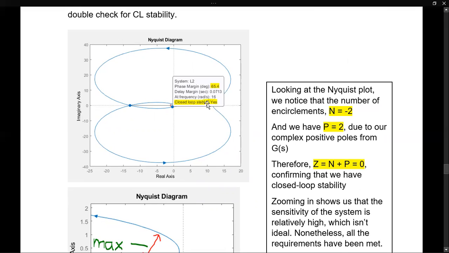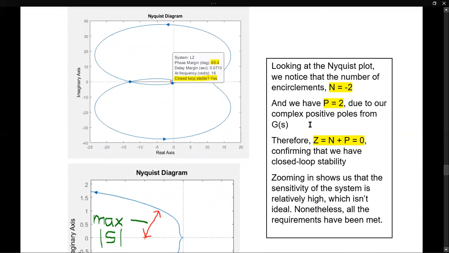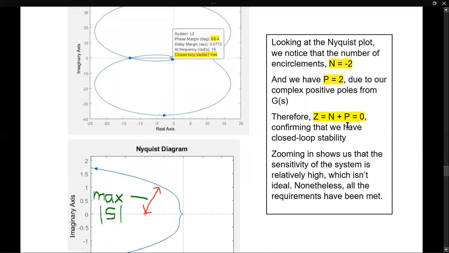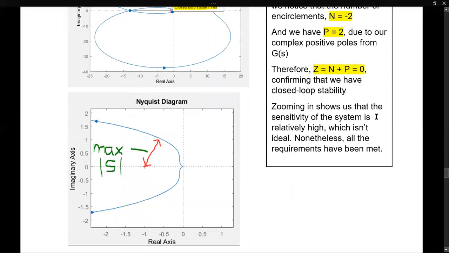And then it tells us that it's closed loop stable, but we will use a Nyquist criterion just to really make sure. So we count the number of encirclements around -1, 0, which is in the middle here, this red cross. We have 1 encirclement, and then we have the outer encirclement, both counterclockwise, giving us n equal to -2. And from the given G of S, we know that we have poles at 0.5 plus or minus 3i. Therefore, we have p equal to 2, which is the number of positive poles. Therefore, z is equal to 0 since n plus p equals 0, confirming we have closed loop stability.